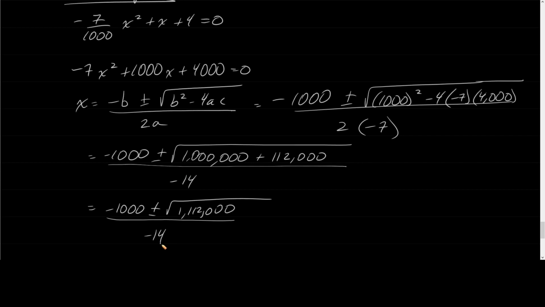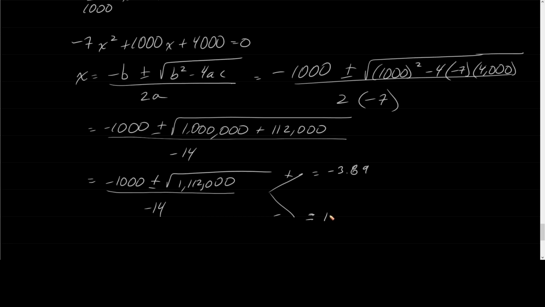At this point, I'm just going to plug this into the calculator to see what we get. First I'm going to do the positive and then the negative, in other words, the part where I add and the part where I subtract. When I plugged that into the calculator, I ended up with negative 3.89. And when I plug the minus into here, I ended up with 146.75. And these are both in feet.